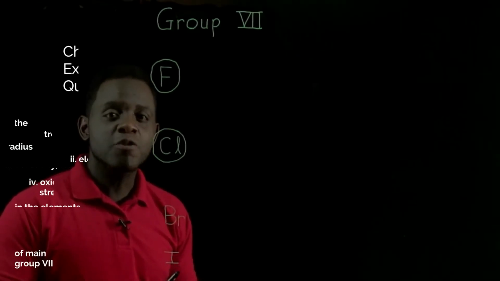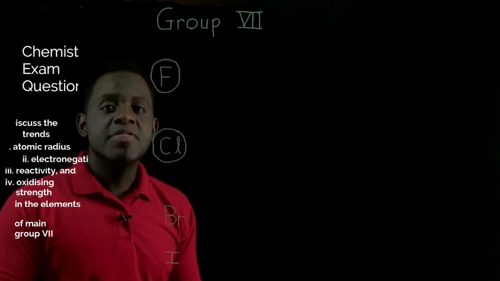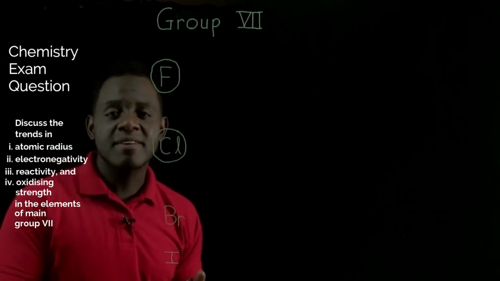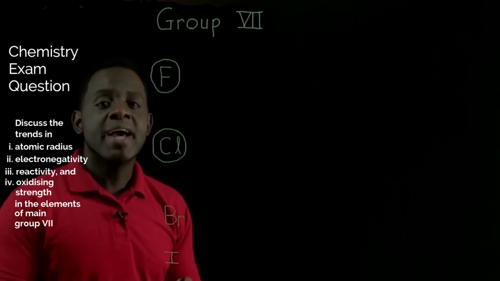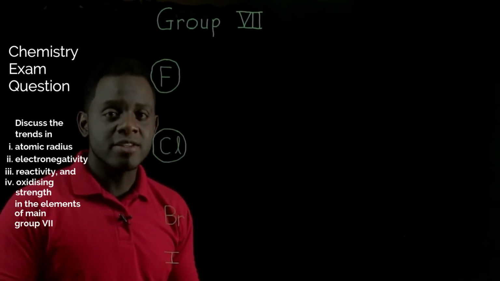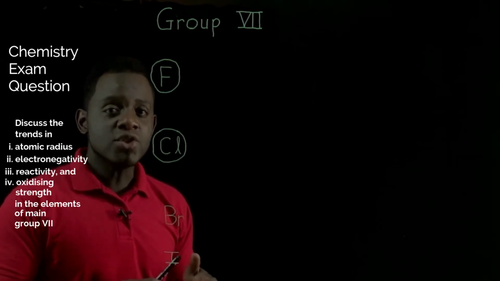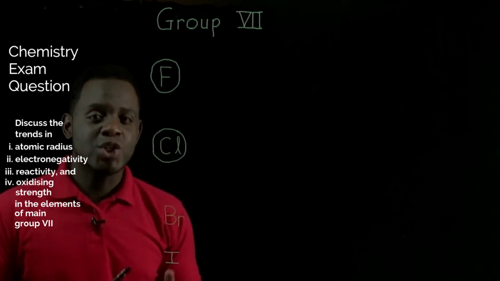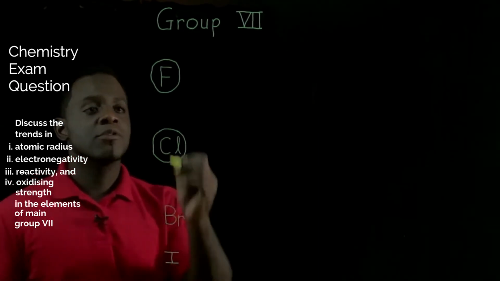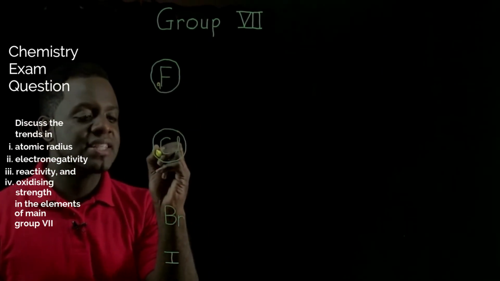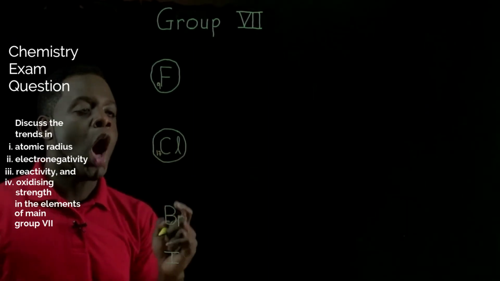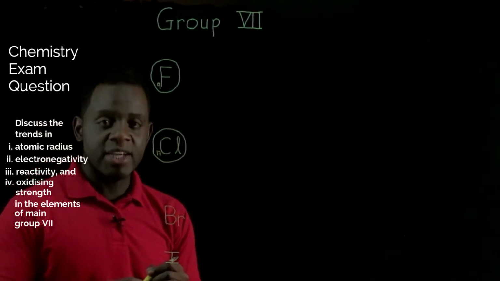Let us begin from a place of similarity in the trends of the elements in Group 7 with the trends of the elements in Groups 1 and 2, and that is atomic radius. For us to understand this trend, we need to go back to atomic structure. The atomic number for fluorine is 9, and that of chlorine is 17. We'll focus on these two elements in Group 7.